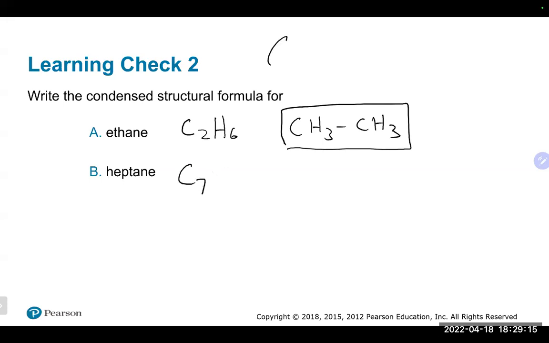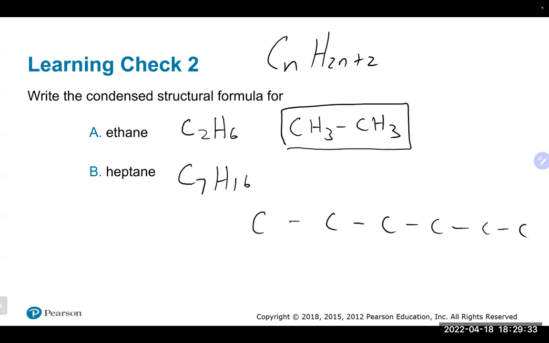And again, if you're not sure, you could use this formula. So 7 times 2 is 14 plus 2 means it should have 16 hydrogens. And if you're not sure, you could actually just start with the carbons. 1, 2, 3, 4, 5, and 6. And you basically just look at what we talked about.